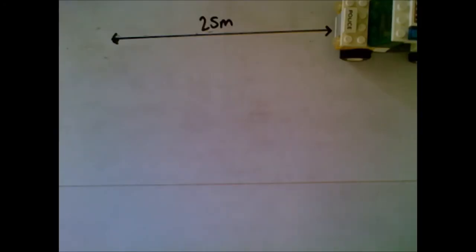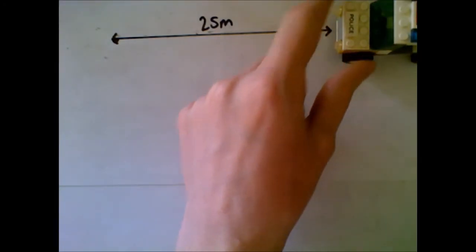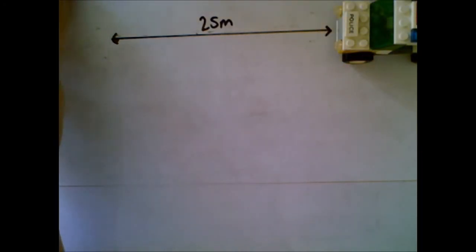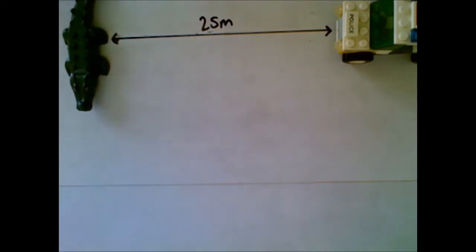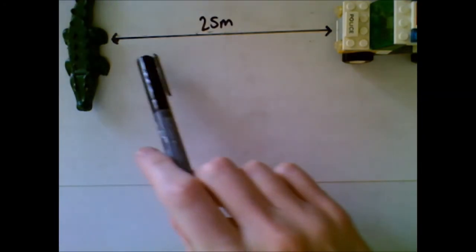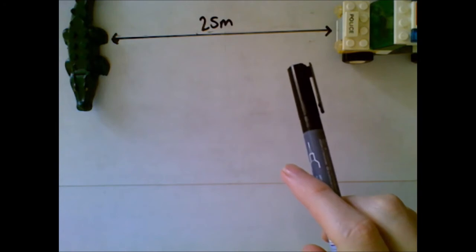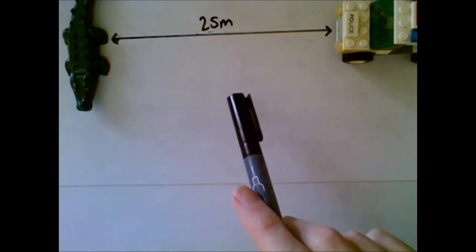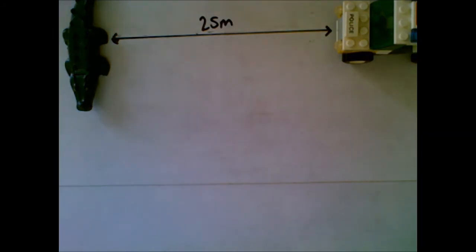Okay, so here's the situation. Driving along, here's our police car again, and then suddenly, 25 metres away, there's the crocodile, and we need to stop. Now, the only information you were given in that question is this 25 metres. So let's think about what we actually know. We know the distance it's taking to stop, and we do know that it's stopping. So therefore, the final speed of our car, our truck, is going to be 0.